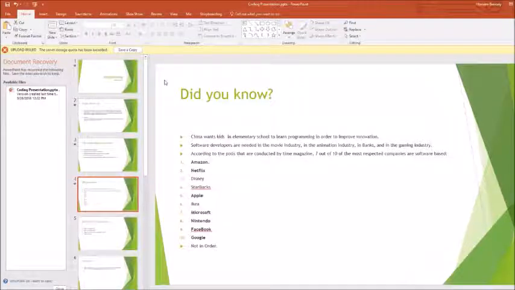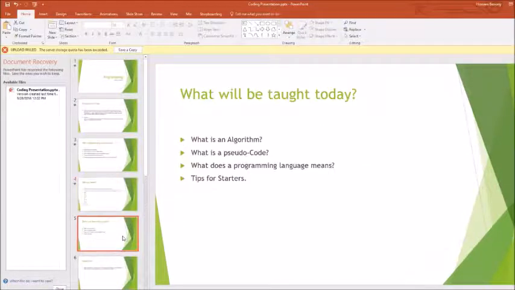And in fact, 7 out of the last 10 most respected companies, according to Time magazine, are actually software based. Amazon, Netflix, Apple, Microsoft, Facebook. Okay, so what will be taught today?